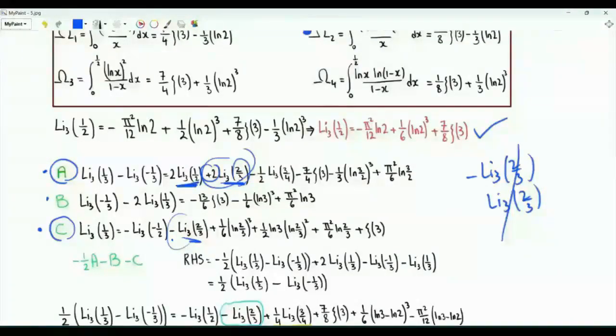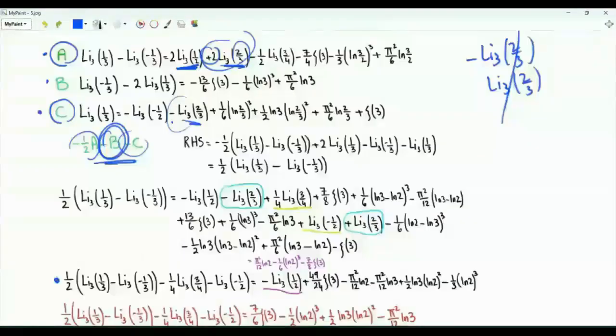We know what is the trilogarithm of 1/2. The last step to obtain our identity is to add minus b to this mix. After simplifying and using the value of the trilogarithm of 1/2, we get our desired result. This linear combination of trilogarithms in terms of ln 2, ln 3, pi, and zeta of 3.